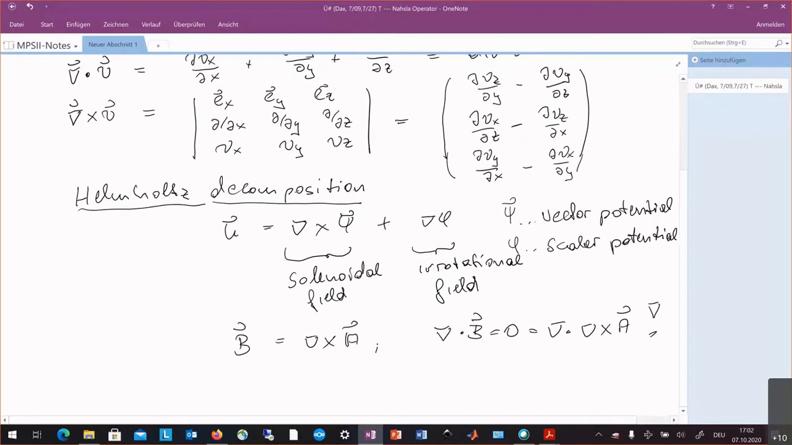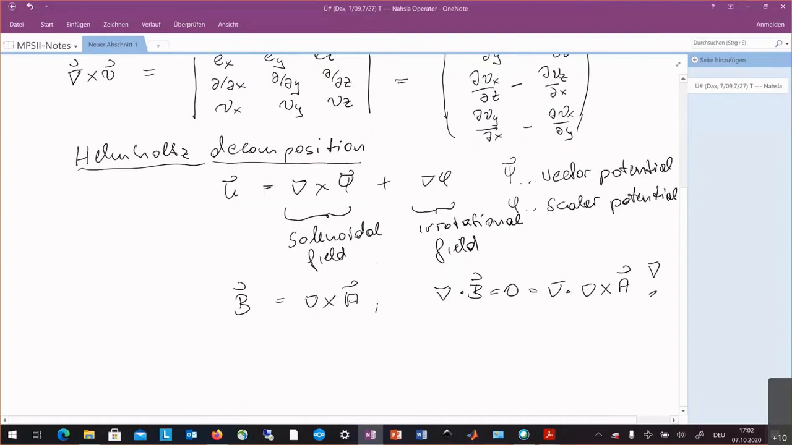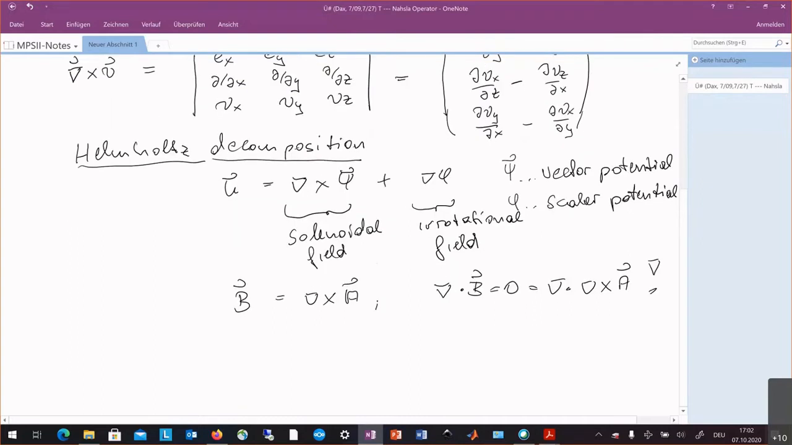And that is also important. For example, the electric field is very often described by the gradient of a scalar potential. We always put the minus because we know the gradient is always pointing towards the largest increase of the scalar potential, but we know that the field lines go from the higher potential to the lower potential. That's why we put a minus.